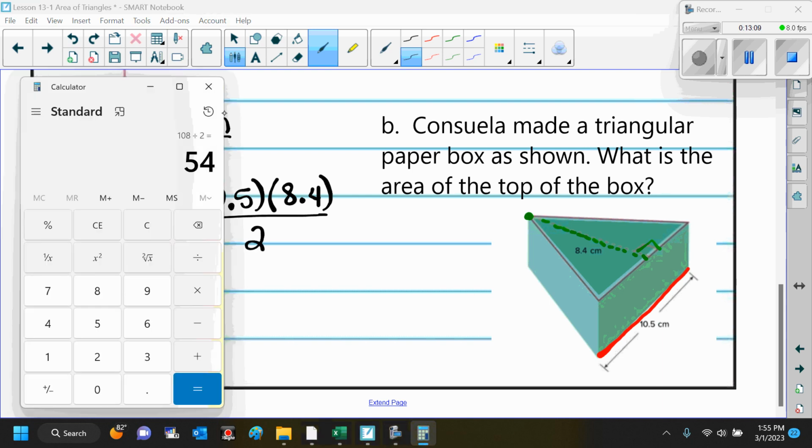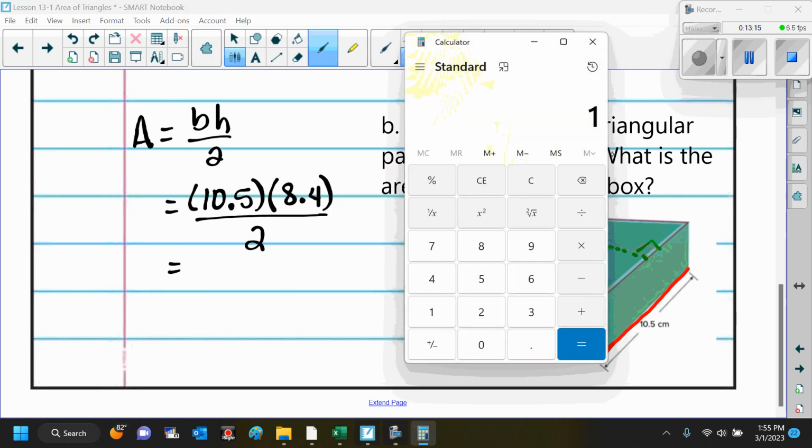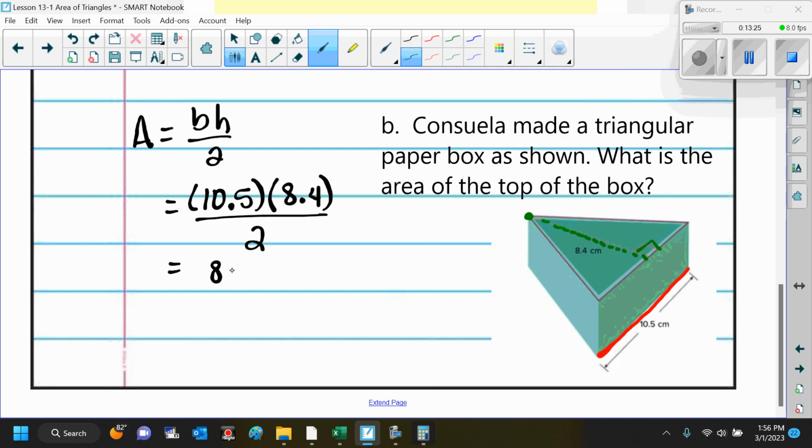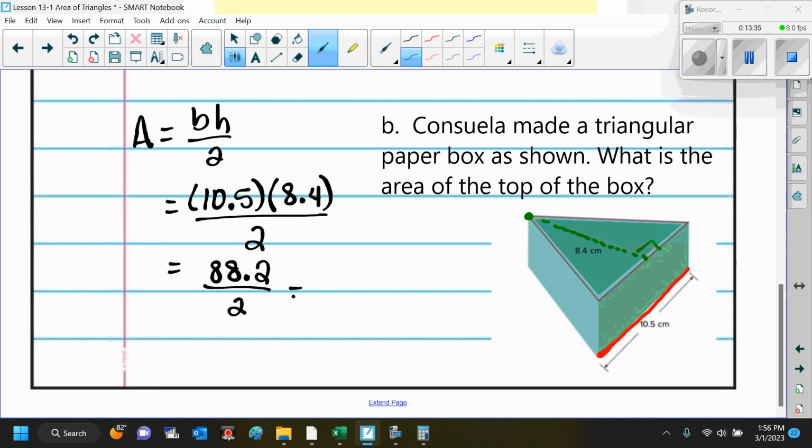So I'm going to use my calculator. So we've got 10.5 times 8 and 4/10. That gives us 88.2. And we're going to divide that by 2. And of course, that's going to give us 44.1. So the area of the top of this box is 44.1 centimeters squared.